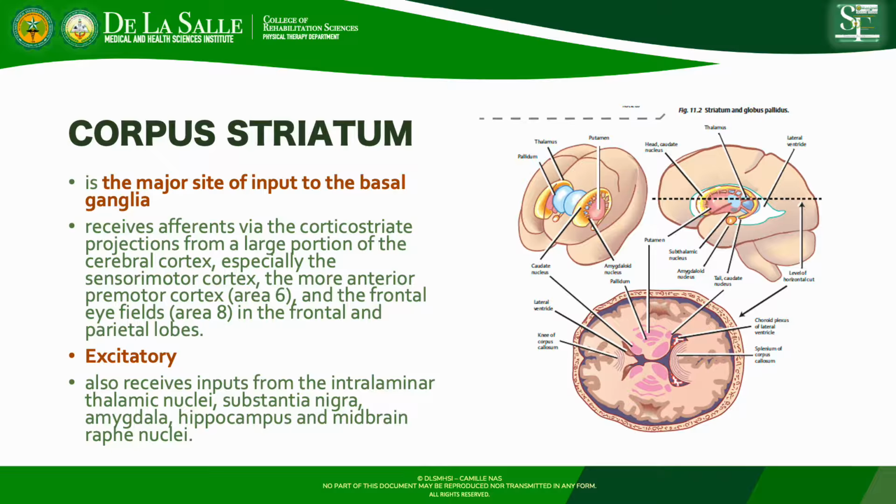So the corpus striatum, it's like a bridge between the nuclei found within the basal nuclei and other parts of the brain, such as the thalamus. And again, I want you to remember that the corpus striatum is excitatory. So it stimulates the basal nuclei or the structures that it connects to in the basal nuclei, such as the putamen.